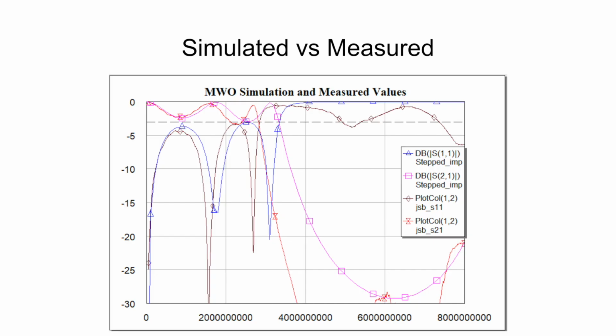After taking measurements of the filter, we compared the values to the simulation we did on Microwave Office. We noticed that the trend of the plots is similar, but the cutoff frequency for the fabricated filter came out lower, at around 2.4 GHz.